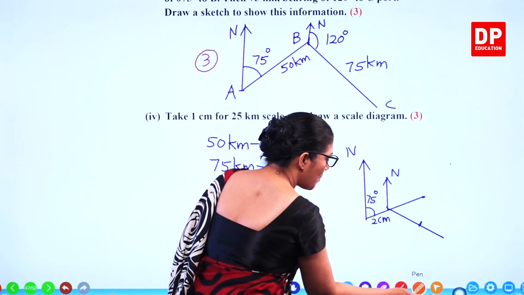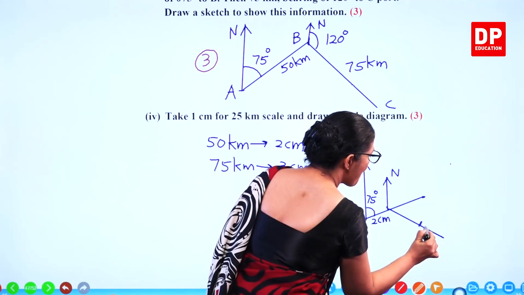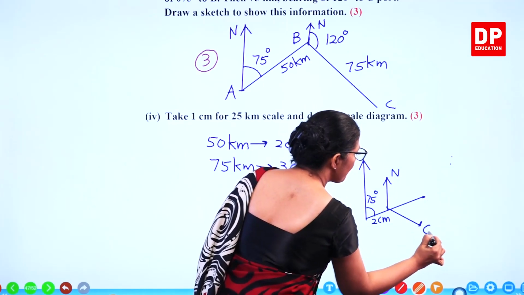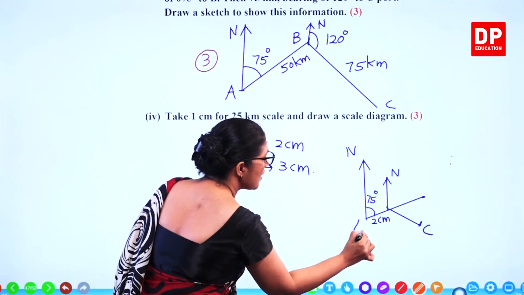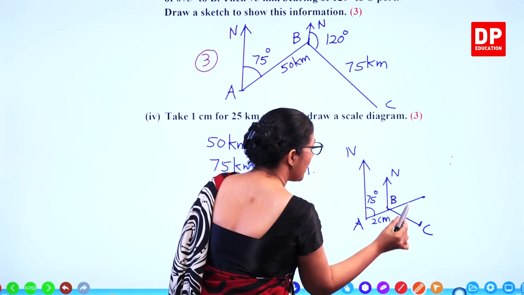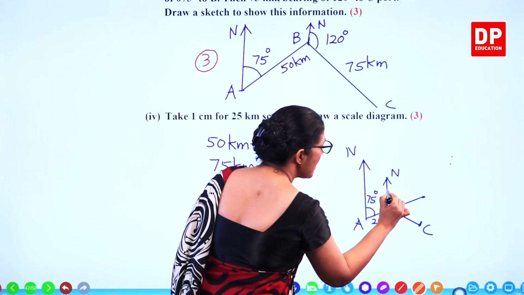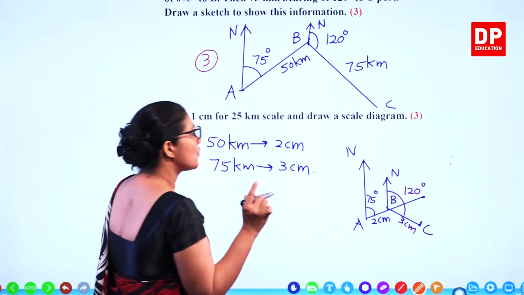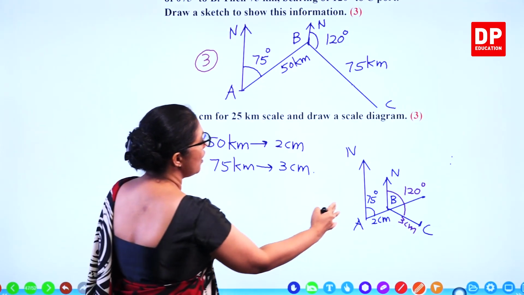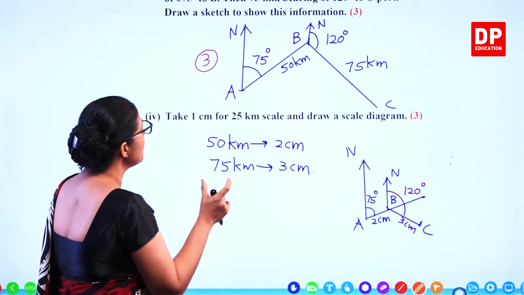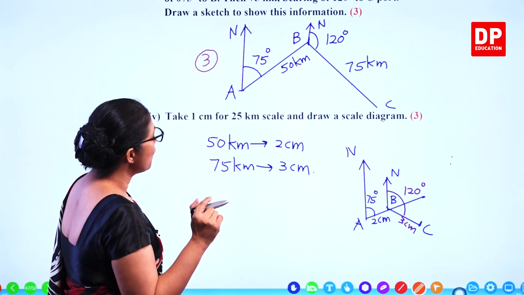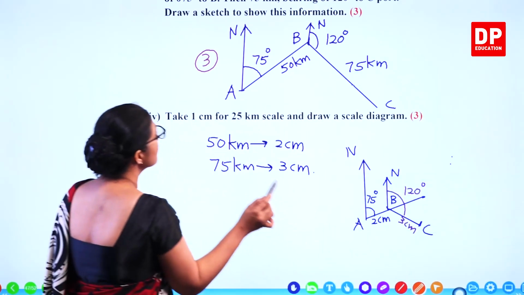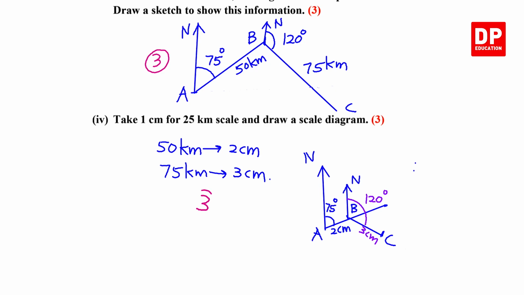So we can erase the other marks. I'll erase this length. So this is point C, and this is A and this is B. And we can mark 120 degrees from here to here, 120 degrees, and this is 3 centimeters in length. So that's the scale diagram, taking 1 centimeter to represent 25 kilometers. So how many marks? 3 marks for this step.